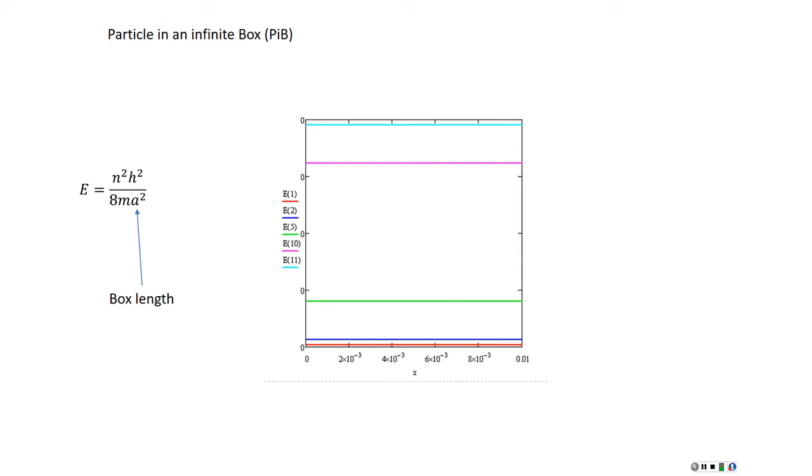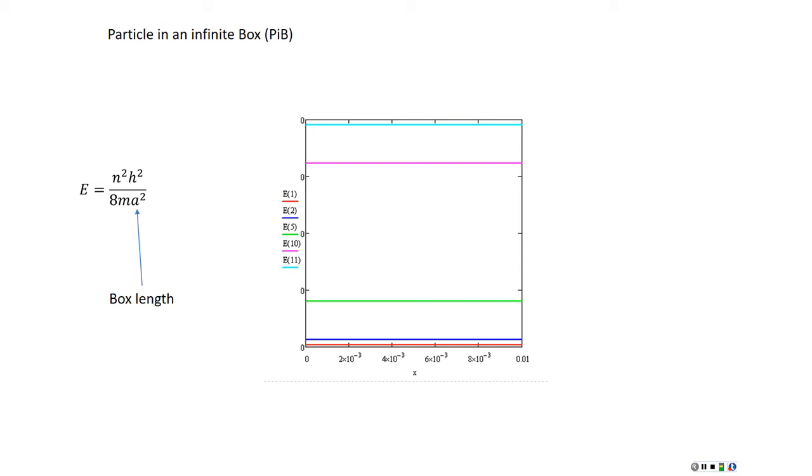We get energy levels by solving the Schrodinger equation. So the energy levels are given by n squared h squared over 8ma squared, where n is the quantum number, n equals 1, 2, 3, 4, 5, etc. h is Planck's constant, m is the mass of the particle, usually an electron. And for the purposes of this experiment, the box length is what we're focusing on for the most part. So a here is the box length.